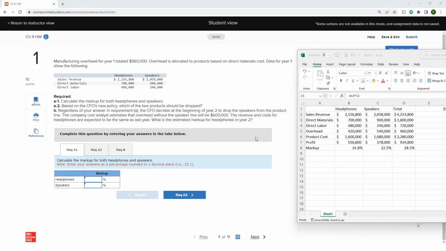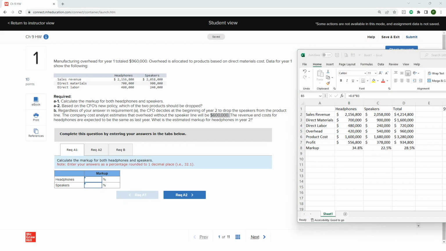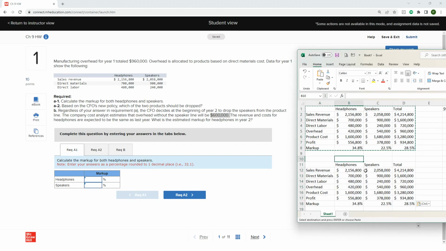So remember that anytime we allocate an indirect cost like overhead, there's going to be some estimating going on. So in part A, we estimated that overhead allocated to headphones should be $420,000. In this case, in part B, it says it's actually $600,000. So now let's recalculate our markup with the speaker line gone and with the adjusted overhead amount. So what I'm going to do is copy what we did at the top and paste it at the bottom, and then edit my spreadsheet accordingly.